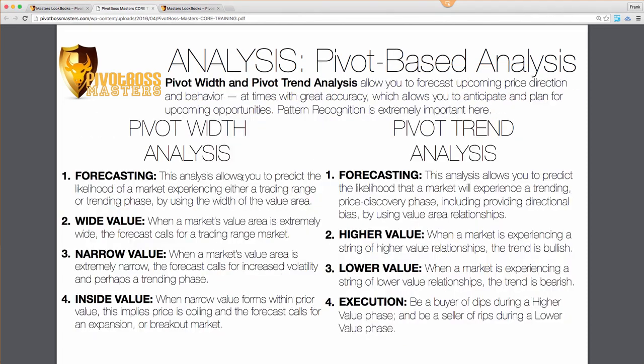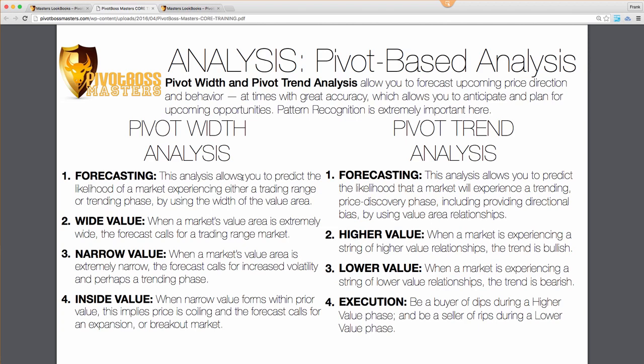All right, so pivot width and pivot trend analysis allow you to forecast upcoming price direction and behavior, at times with great accuracy, which allows you to anticipate and plan for upcoming opportunities. Pattern recognition is extremely important here. And that's, again, another running theme to a lot of this, is pattern recognition is very, very important. And what's great about pivot-based analysis is I believe that the pattern recognition involved is very, very simple. I believe that anybody can do it, from your grandmother all the way down to your 2-year-old relative of some sort, whether it's your child or your grandkid or whatever.